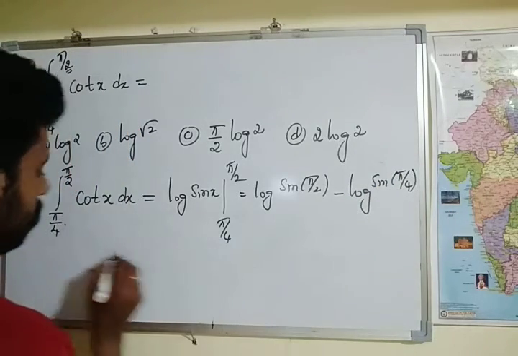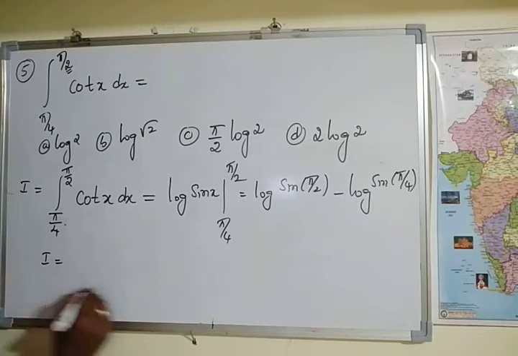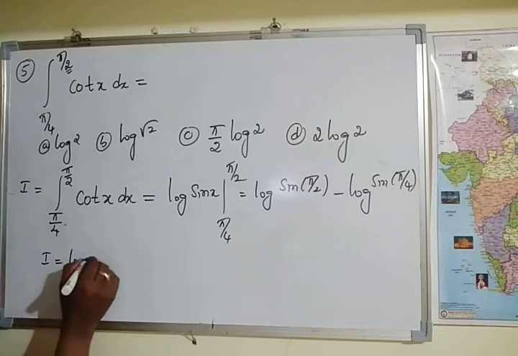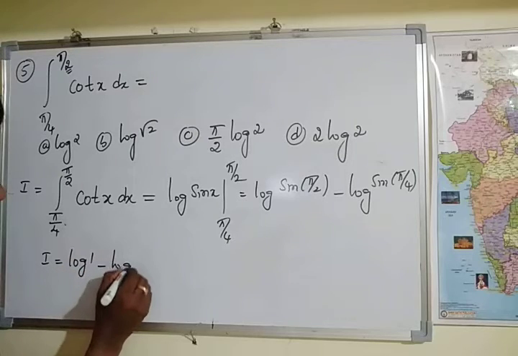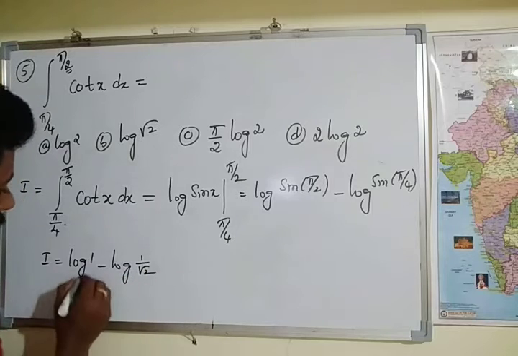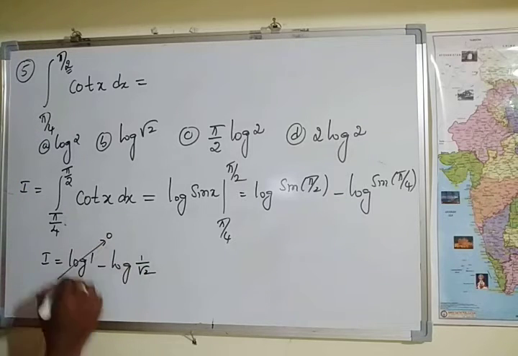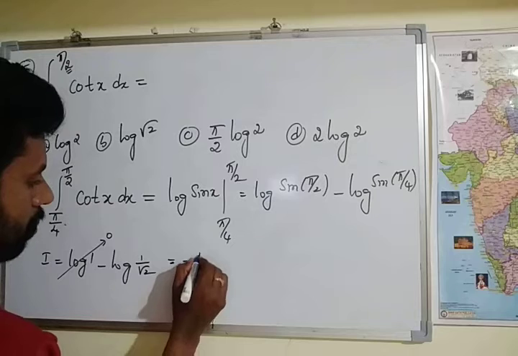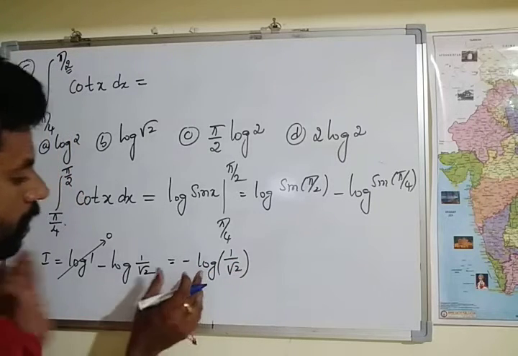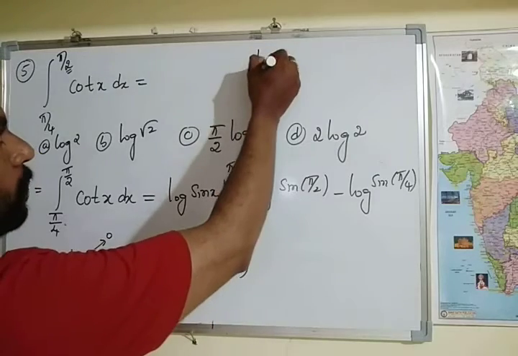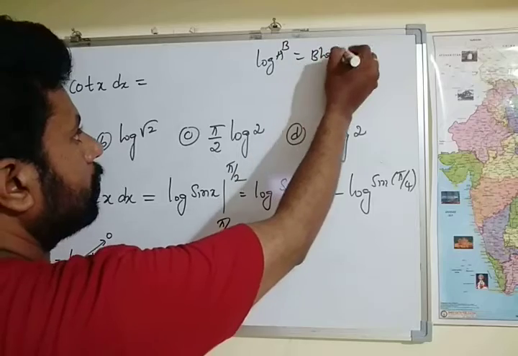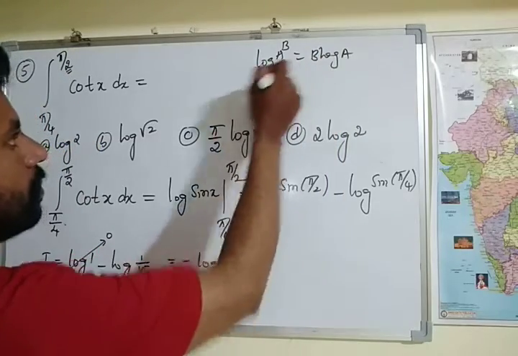Say this result, I is equals to log of sin of pi by 2 is sin 90 degrees 1, log 1 minus log of sin of 45 degrees 1 by root 2. See, log 1 is 0. Here we get minus 1 log of 1 by root 2. See, we have logarithmic properties. Log of a to the power b can be written as b log a. See, b log a can also be written as log of a to the power b.